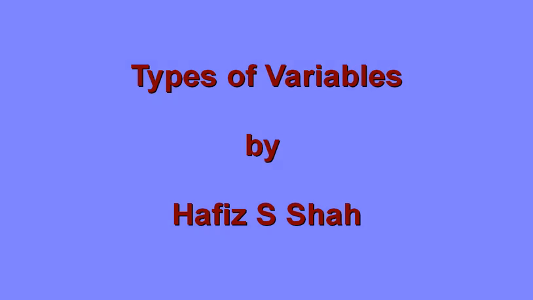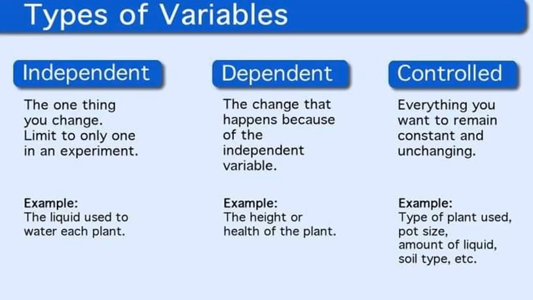So in today's short video, we will be discussing the types of variables, the main three variables that we usually face in the research process or in a research study. So the first one is the independent variable.